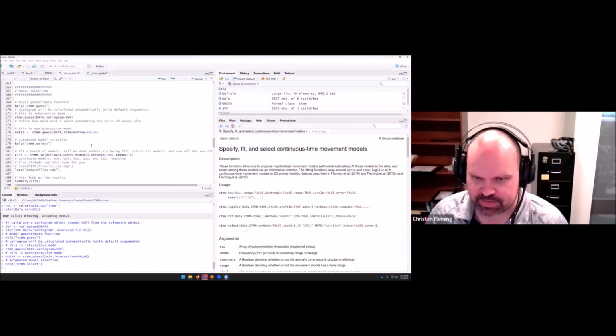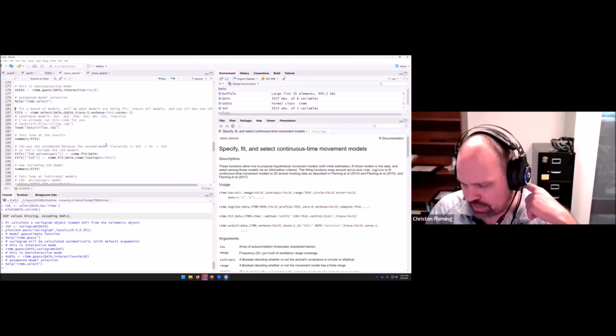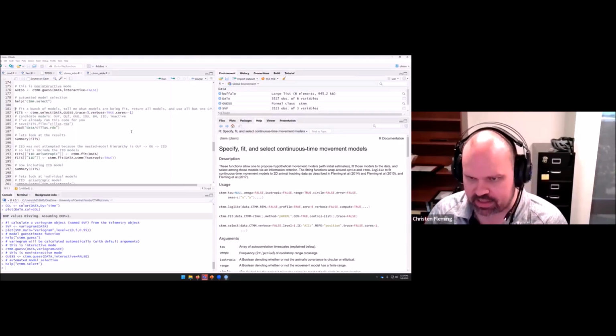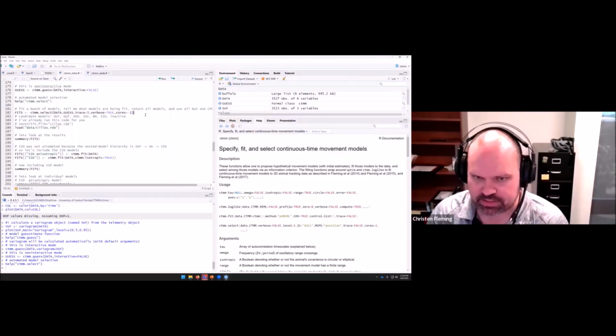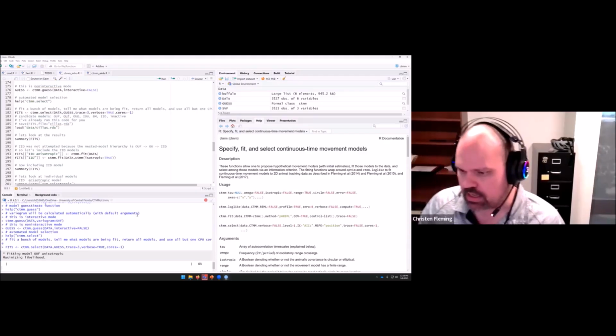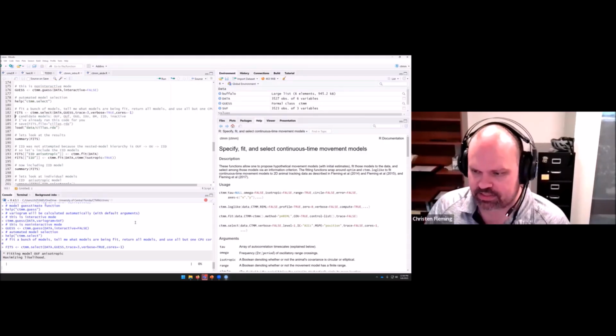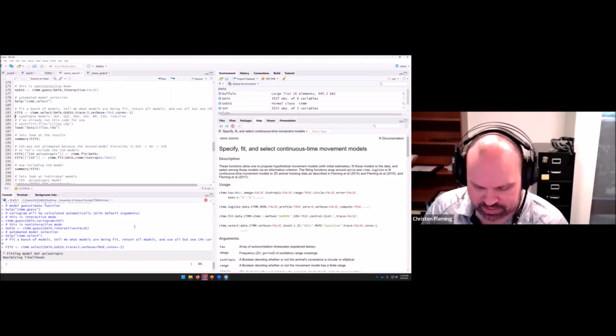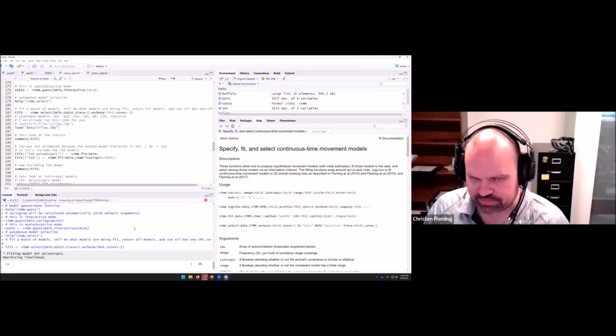And then we're going to run ctmm.select. That's going to fit a bunch of candidate models and then select among them based on some sort of information criteria. This is the slowest part of the analysis, but it is computationally O of n. So if you have 10 times more data, it will only take 10 times longer.